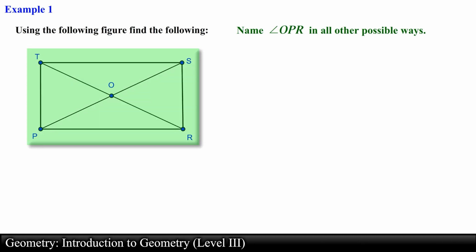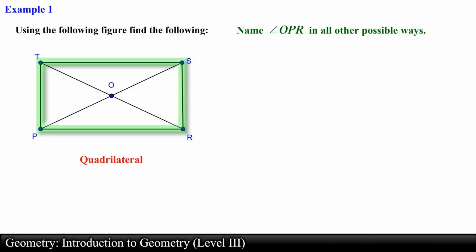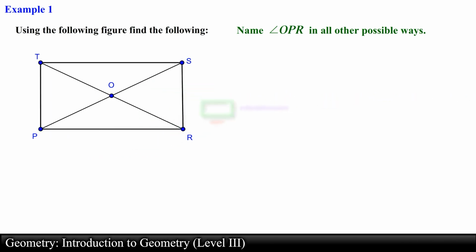The following figure is a type of quadrilateral, since it is formed by 4 sides, as opposed to a triangle, which is formed by 3 sides. We will study quadrilaterals in a much later video. For now, the problem is asking us to name angle OPR in all other possible ways. Let's first figure out where angle OPR is located on the figure. So we first locate point O and move towards point P, and then we move towards point R. From the way the angle is denoted, we know that the vertex of that angle is located at point P and is formed by rays PO and PR. The angle in question will be the following highlighted angle.